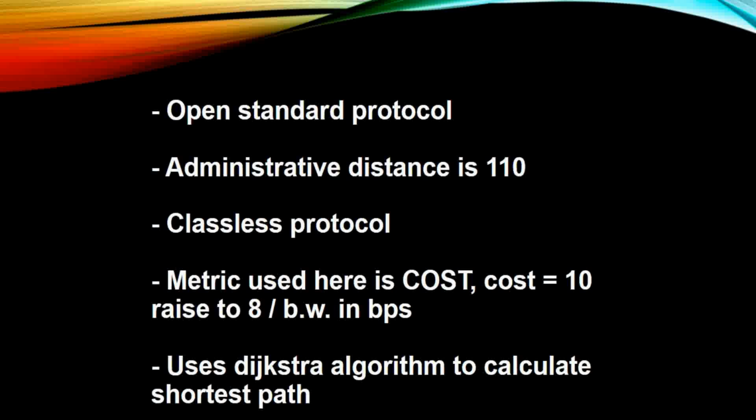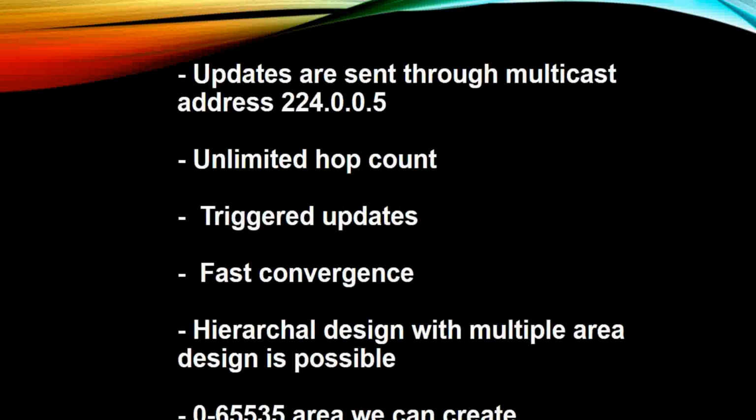Open standard protocol. Administrative distance is 110. Classless protocol. The metric used here is cost. Cost equals 10 raised to 8 divided by bandwidth in bits per second. It uses the Dijkstra algorithm to calculate the shortest path. Updates are sent through the multicast address 224.0.0.5. Unlimited hop count. Triggered updates. Fast convergence. Hierarchical design with a multiple area design is possible. We can create 65,535 areas.